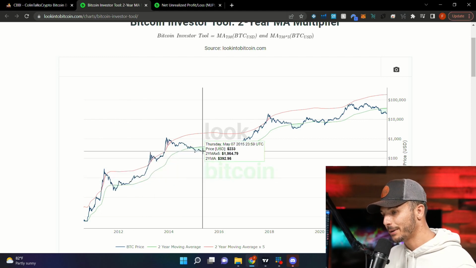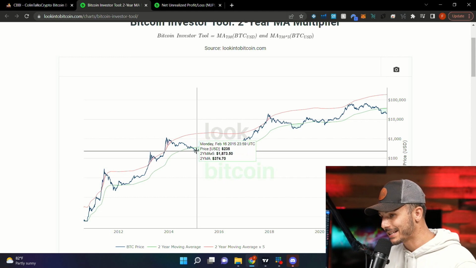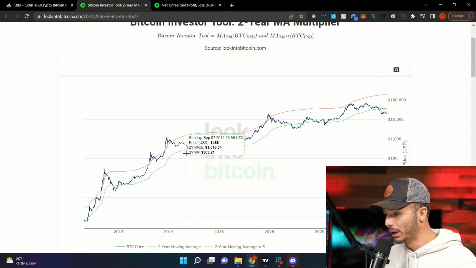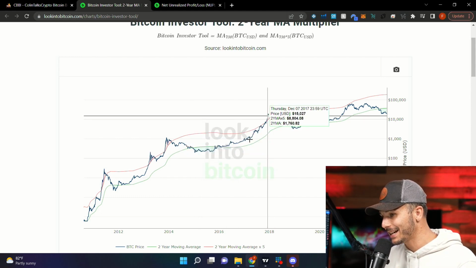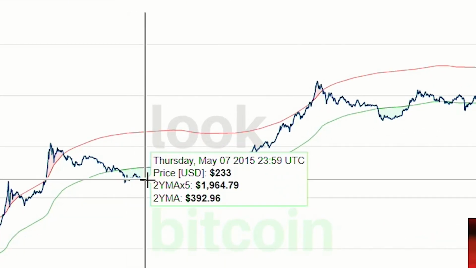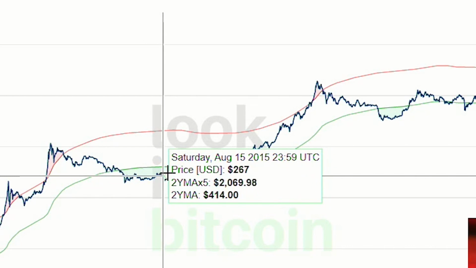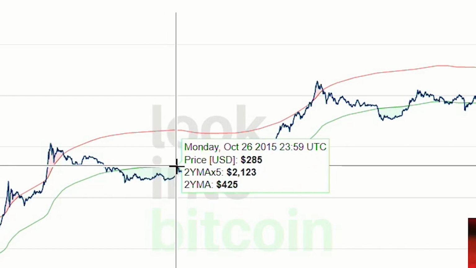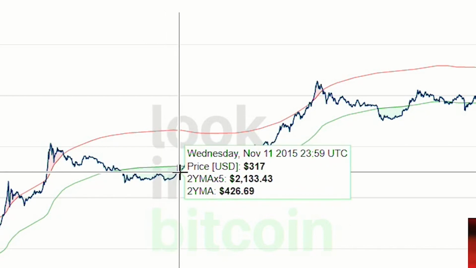Now, coming to the 2015 bear market, you can see if you were buying these lows when you were below this moving average and selling at the highs over here, you would have been buying, maybe you bought some at 229, then you bought some at 227, then you bought some at 245, and then you bought some at 244, and then you even maybe bought some at 317.